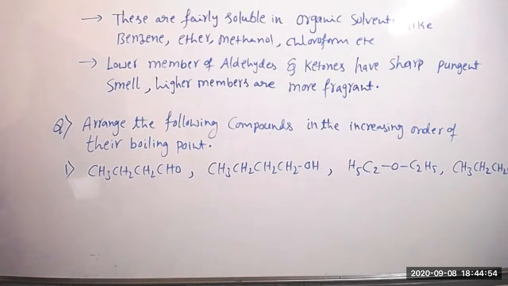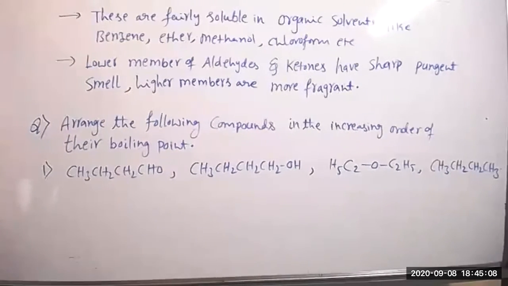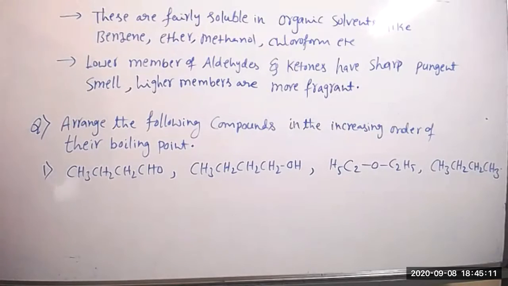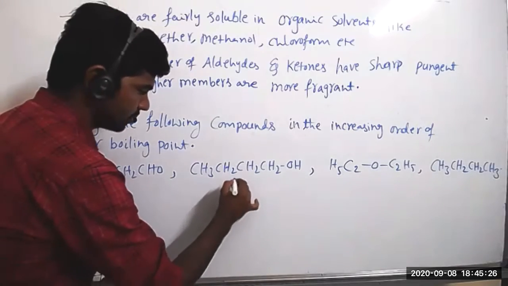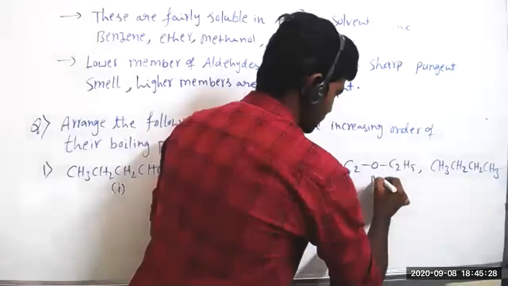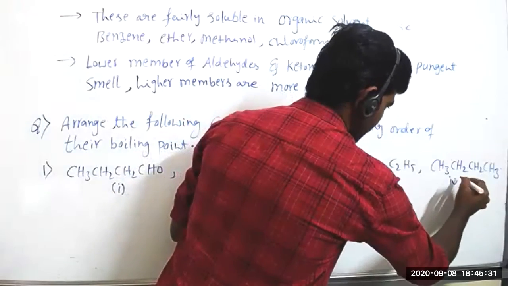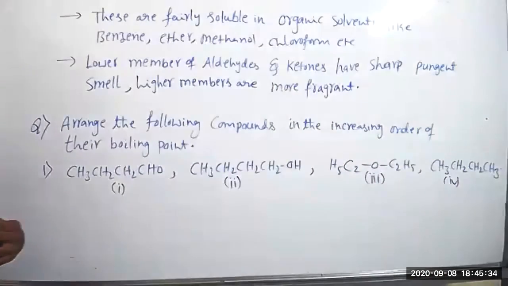Tell me increasing order of their boiling points. Tejashwini? So what is the last compound, sir? CH3, CH2? CH2, then CH3. Okay. So 1 minute, sir. So for your convenience, give numbers. This is 1, this 2, this is 3, and 4. Increasing order.